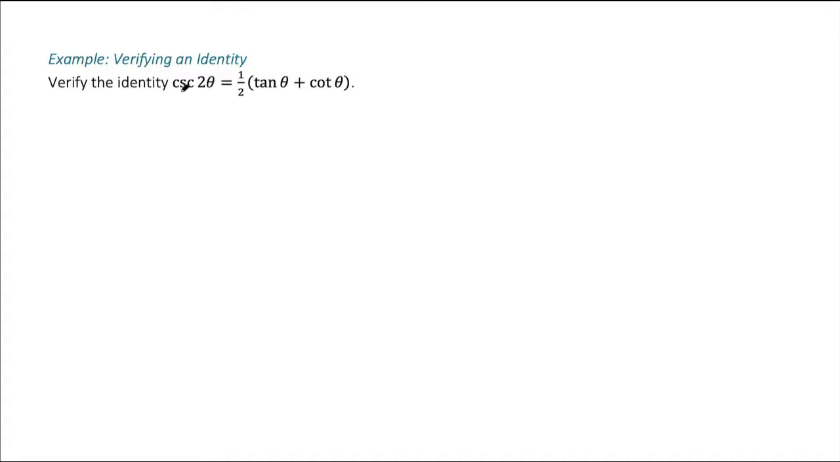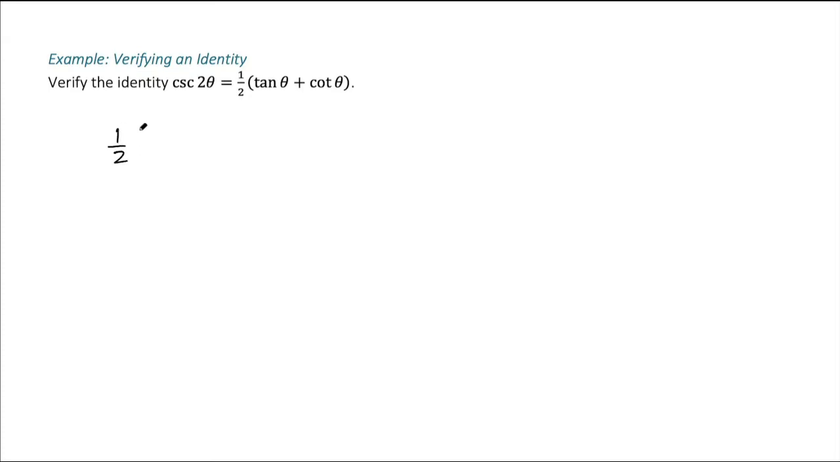Verify the identity cosecant of 2 theta equals 1/2 times tangent theta plus cotangent theta. So here I want to verify this identity, and verifying trigonometric identities generally is easiest if we start with the more complicated side. So I'm going to go ahead and do that here. This right side looks more complicated to me, so I'm going to start with that.